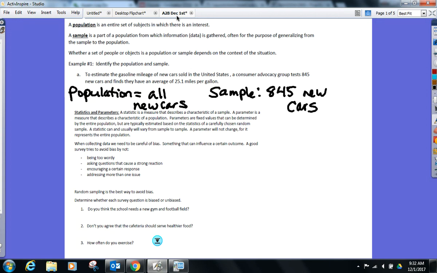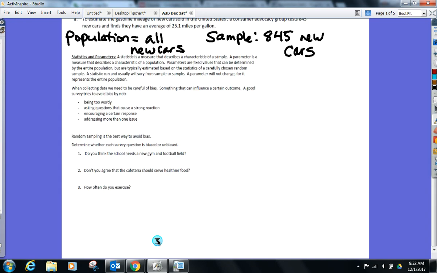So how do I collect all this data? One way, most popular way usually, is going through a survey, asking people questions. Now, you have to be careful, though, because you want to ask the right questions. You don't want to ask what we call biased questions, questions that are going to affect the outcome. You want an unbiased question. So what makes a question unbiased, or what makes it biased?